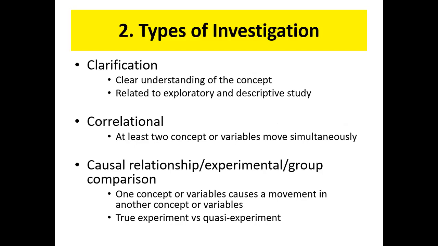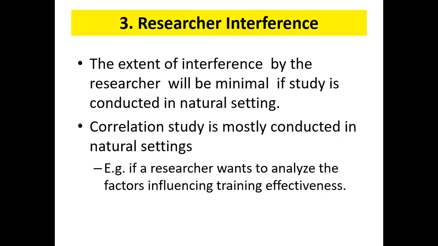So then the second: what is the type of investigation? You have to explain. It's a clarification, a clear understanding of the concept you are going to use, the independent variables and dependent variable, related to an exploratory or descriptive study. The type of investigation is correlational, at least two concepts or variables simultaneously. So when X happens, that affects Y. Or causal, where one concept or variable causes movement in another. Then the researcher interference.